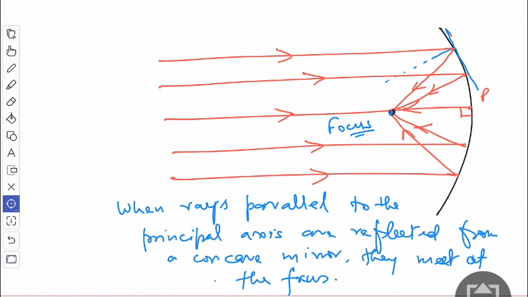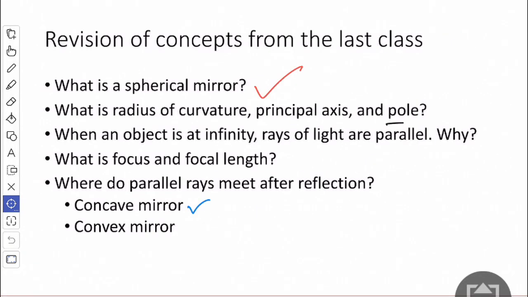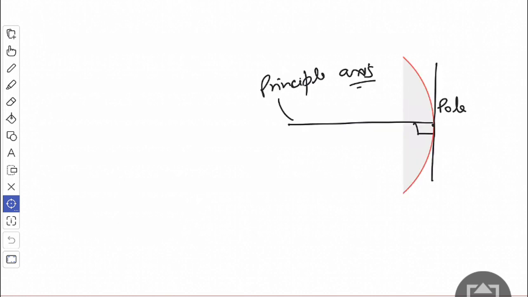Image is formed at focus. Okay, everybody has taken notes. Thank you. So now the next question. This was one part of it. Next question: remember what happens in a convex mirror? We just discussed concave. So what happens in a convex mirror? Think about it. I'll also help you, but I want you to think.